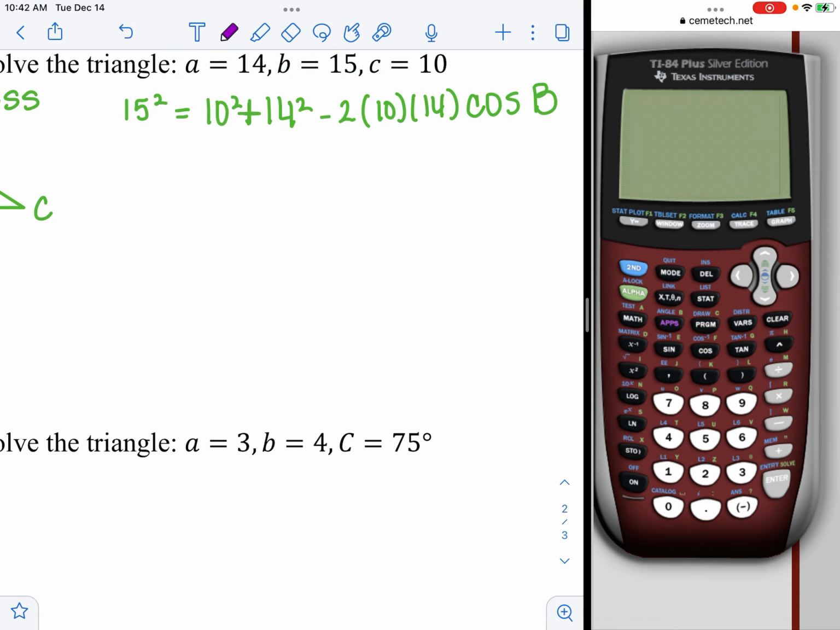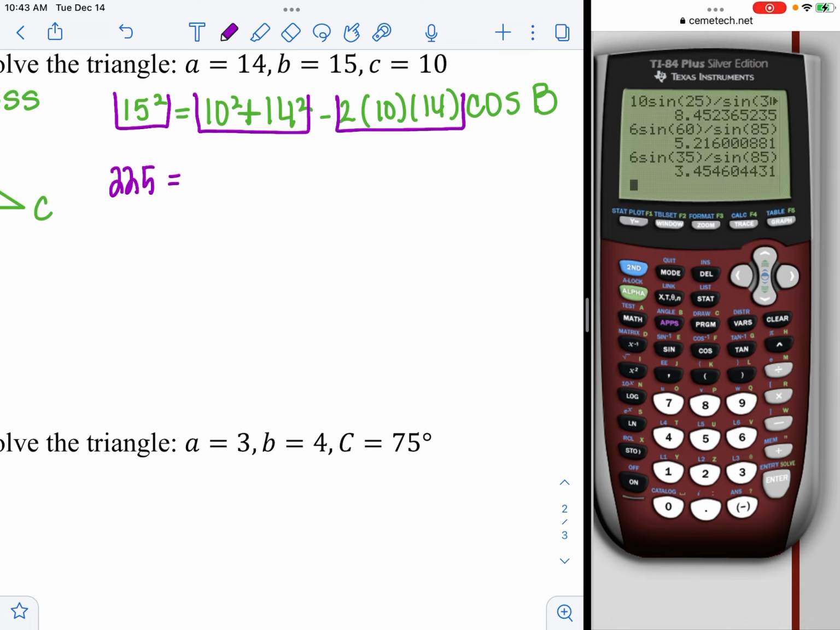I like to chunk them into boats. Here's one boat, here's my second boat, here's my third boat, okay? You're going to clean up each one of those 3 numbers. So 15 squared is 225. Now you're going to clean up 10 squared plus 14 squared. 10 squared plus 14 squared is 296. You can use a calculator, but if you do 10 squared plus 14 squared, you do get 296.